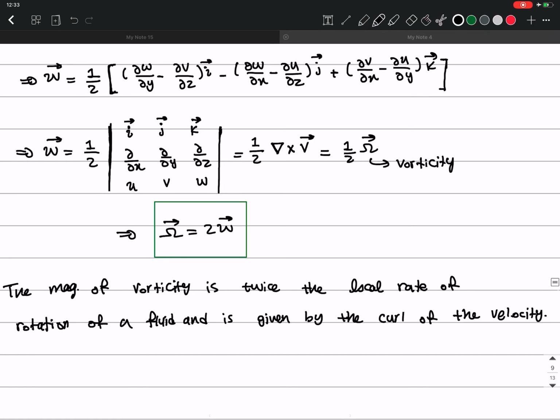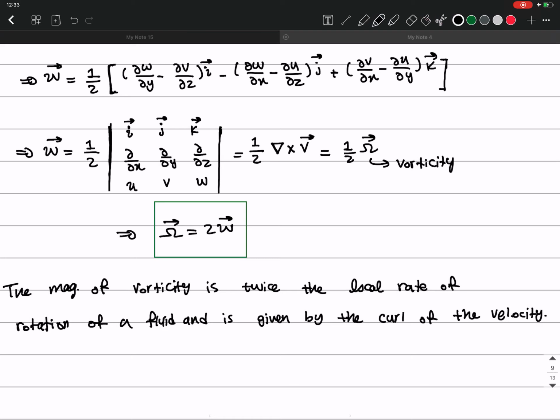Okay, so this is a very important conclusion, because this shows what vorticity is. When we talk about curl of velocity, or vorticity, it is just 2 times the local rate of rigid body rotation of the fluid particles.